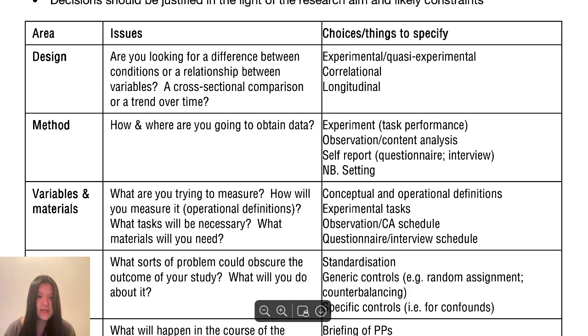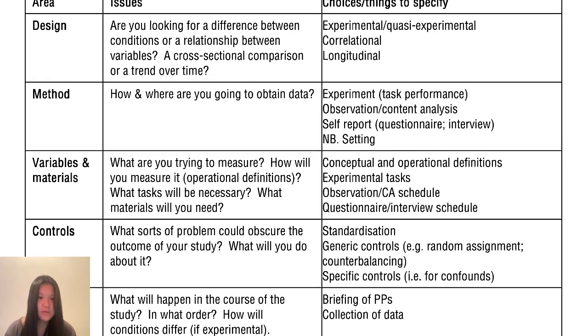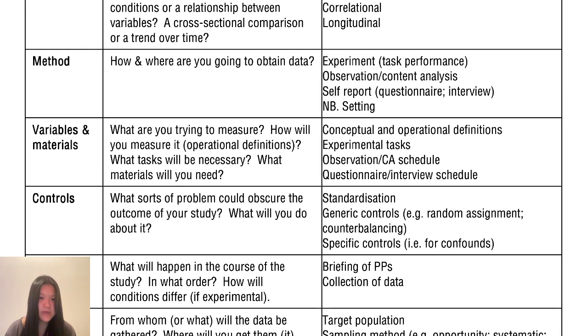The next one is method. The issue is how and where are you going to obtain the data? The things to specify are experiment, which is task performance, observation or content analysis, self-report such as questionnaire and interview, and the setting. Then variables and materials. What are you trying to measure? How will you measure it? Operational definitions. What tasks will be necessary and what materials will you need?